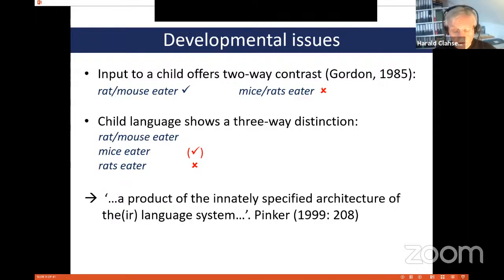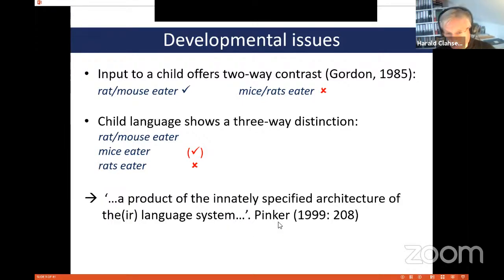So the input a child is exposed to in English, for example, essentially contains a two-way contrast, namely the child hears bare singular compound modifiers basically all the time, but very, very few, if any, plural compound modifiers. So what the child hears is rat eater and mouse eater, but not mice eater and rats eater. On the other hand, when Gordon did his experiment, he found a three-way contrast. And this has since been replicated many times. So 3 to 5 year old children allow irregular plurals inside compounds, but consistently omit regular plurals from inside compounds. So they say rat eater and mouse eater, and also mice eater, but they never say rats eater. Okay?